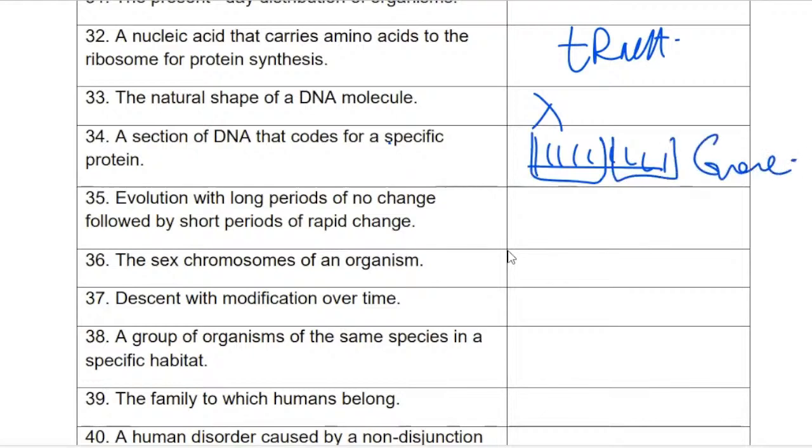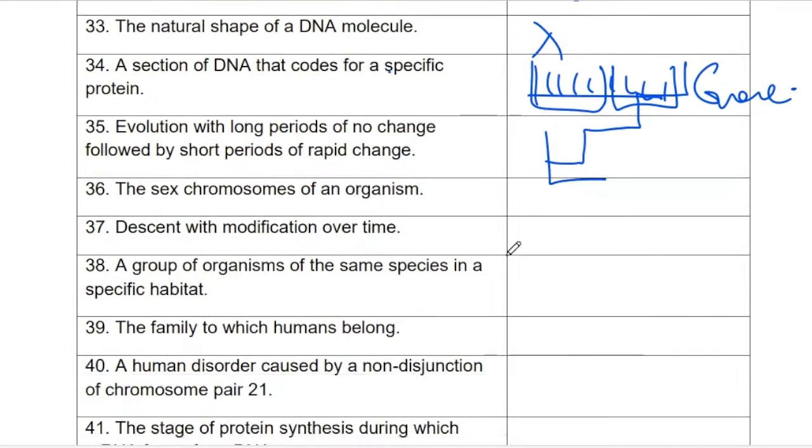And then evolution with a long period of no change followed by short periods of rapid change. Don't forget that. Remember, it is long periods of no change, rapid periods of change, like that. So, sex chromosome of organisms. How do you call that? Gonosomes.